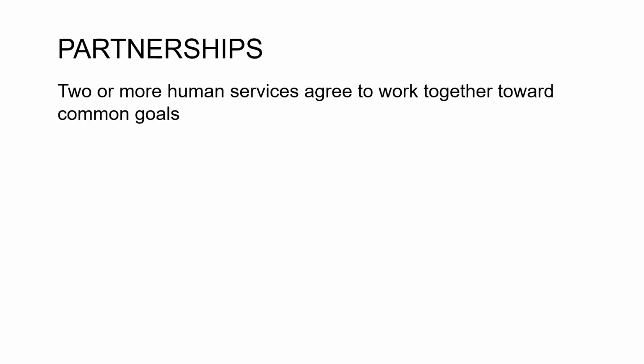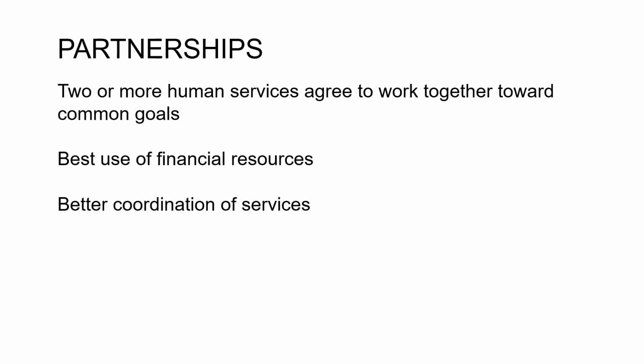And then there's partnerships, which are a more formal agreement when two or more human service agencies formally agree that they will work together towards common goals. It's the best way to use their financial resources, of course, coordination of services, and very frankly, you will see that government funders really want to encourage different human services to formally work together.